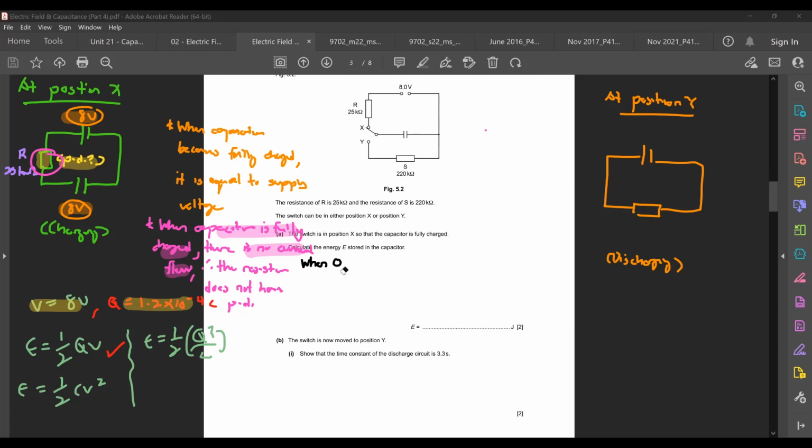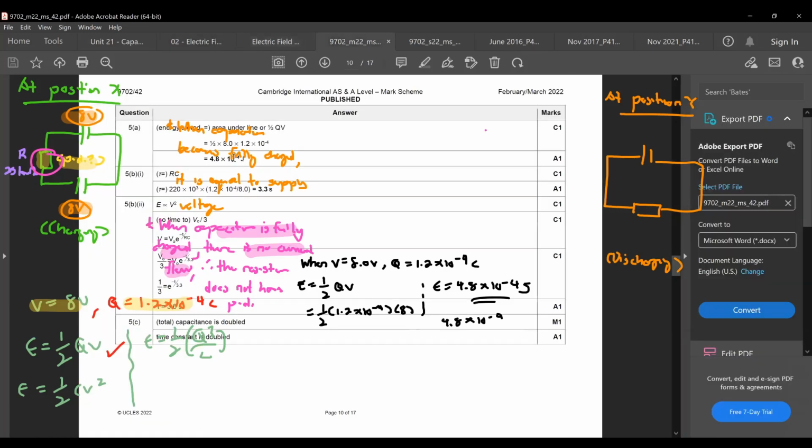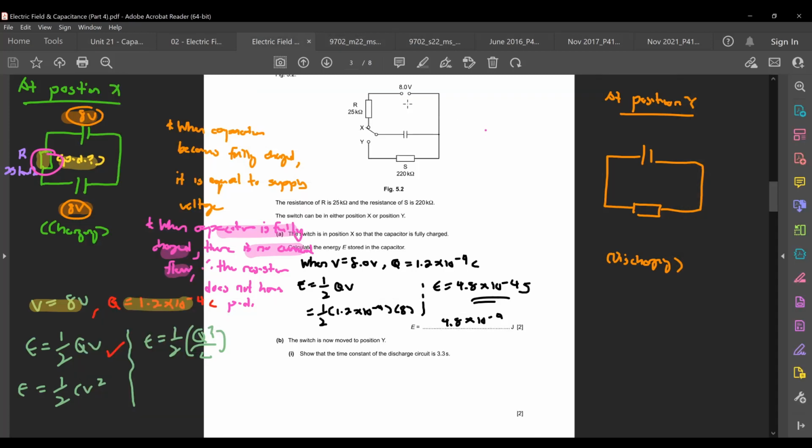When V equals 8.0 volt, Q equals 1.2 times 10 power minus 4 coulomb. Your energy is actually 1 over 2 QV. You sub that in, you get 1.2 times 10 power minus 4 times 8 times 0.5. You will be getting the answer as 4.8 times 10 power minus 4 joules. This is your energy stored by your capacitor. Let me check the answer. Yeah, it's correct.